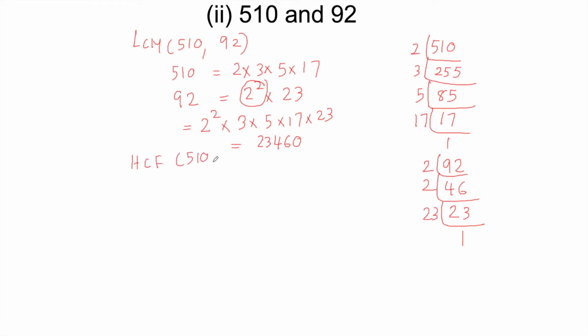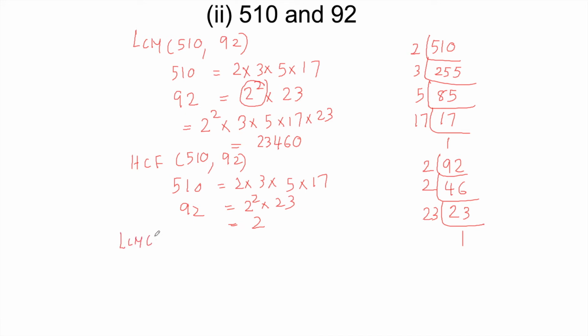HCF of 510 and 92. 510 again we can write as 2 into 3 into 5 into 17 and 92 is 2 square into 23. For HCF we have to consider the common prime factors only. The only common prime factor is 2, and consider the smallest power of the common prime factor, that is 2. Now we should verify this in the formula.